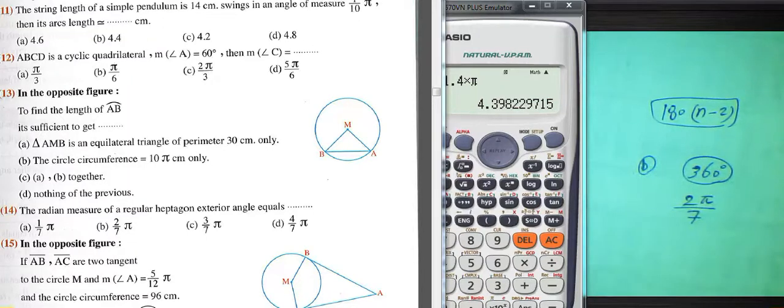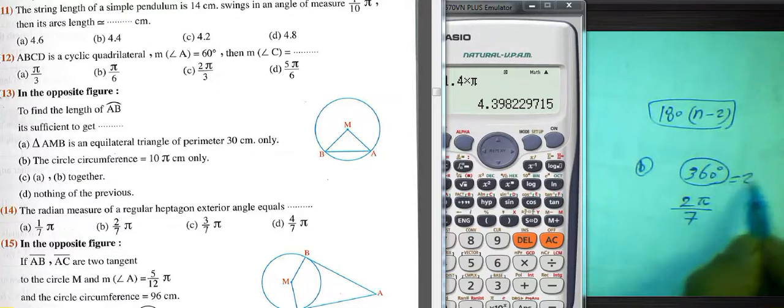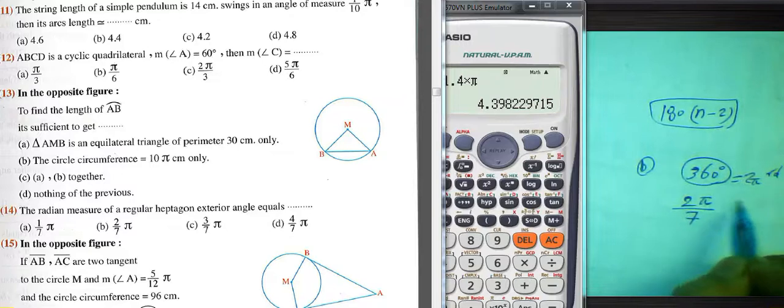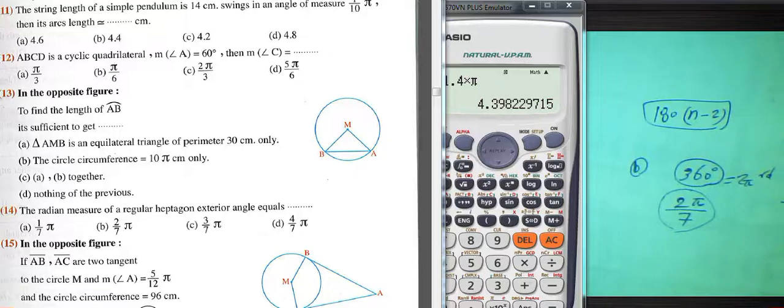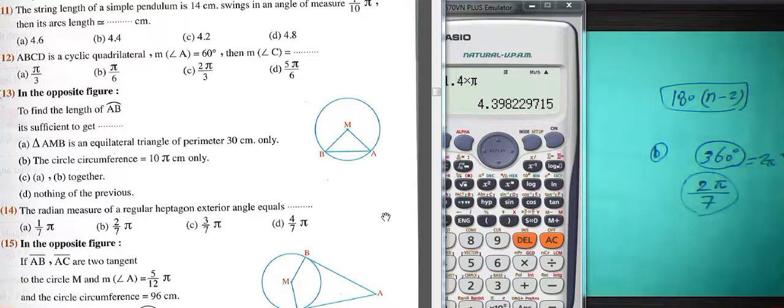Again, the exterior angles of a regular heptagon sum to 360, which equals 2 pi radians. You can divide it by 7 to find each exterior angle, because the sum of the exterior angles equals 360. Question number 15.